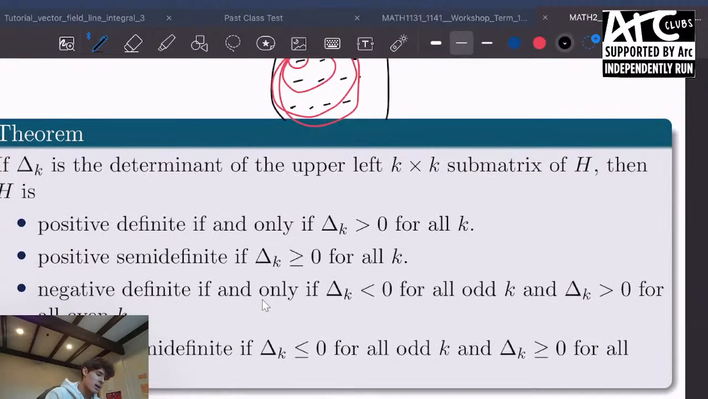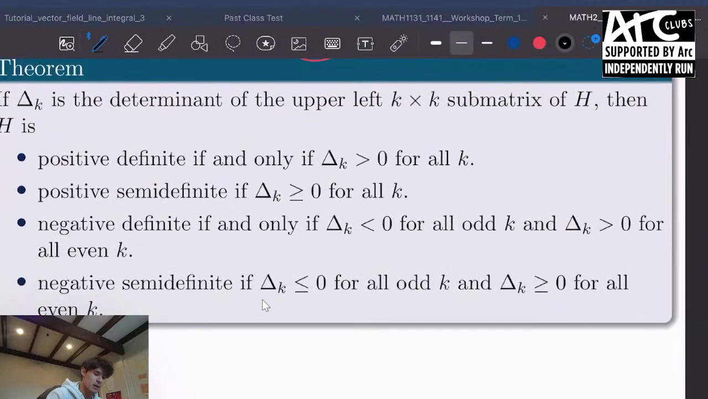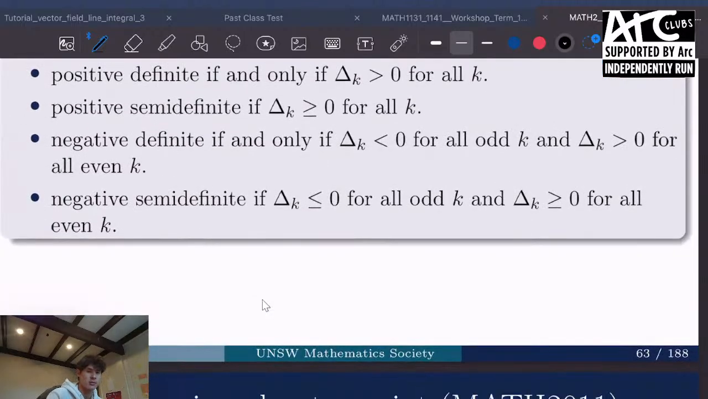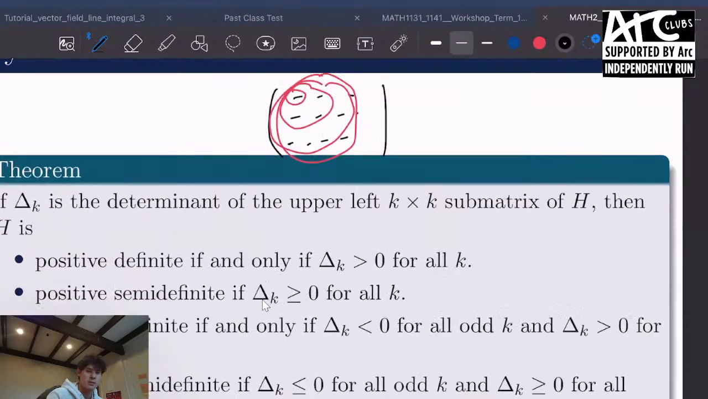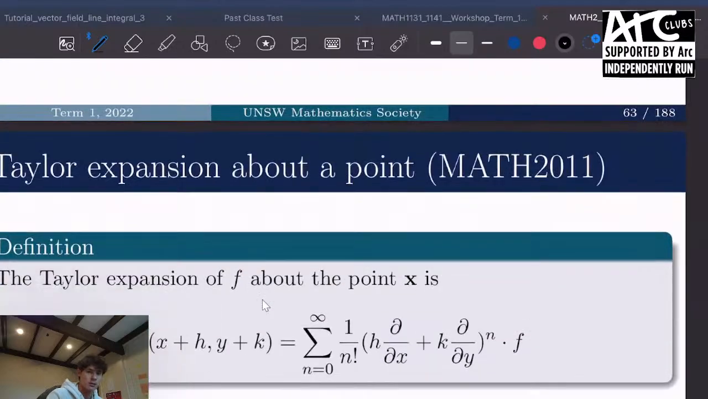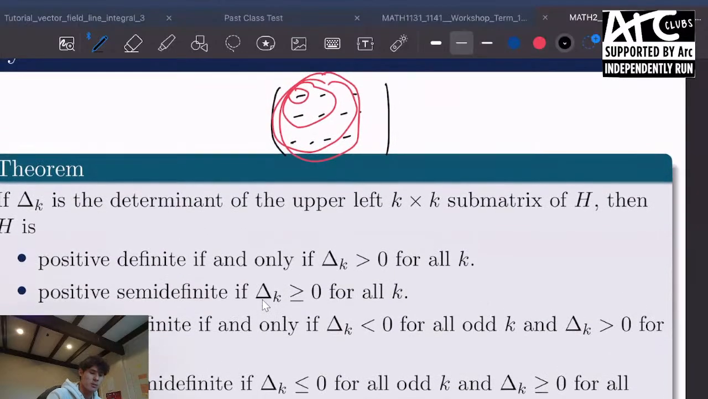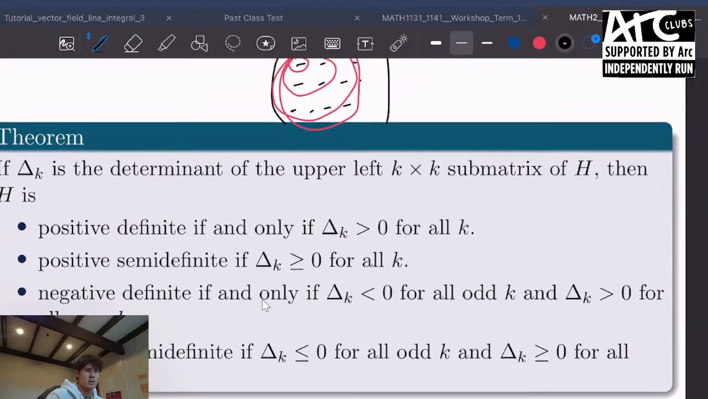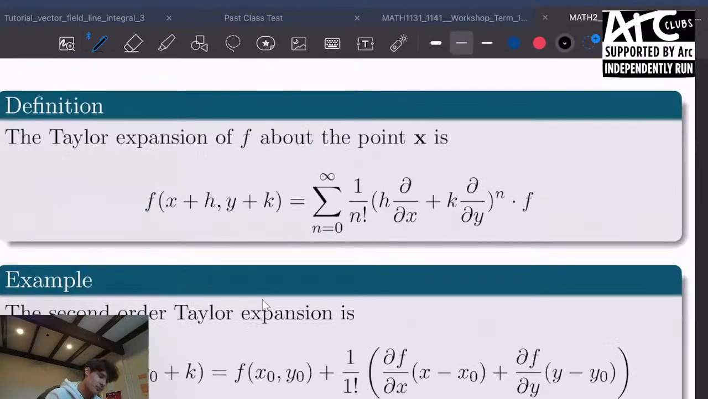Where all the determinants are greater than 0, that means we're dealing with a positive definite matrix. When they're all greater than or equal to 0, then it's positive semi-definite. If they're all less than 0 for odd k and greater than 0 for even k, then we're dealing with negative definite, and similarly for negative semi-definite. This you'll just have to commit to memory, but it's helpful for determining whether matrices are positive definite or negative definite.